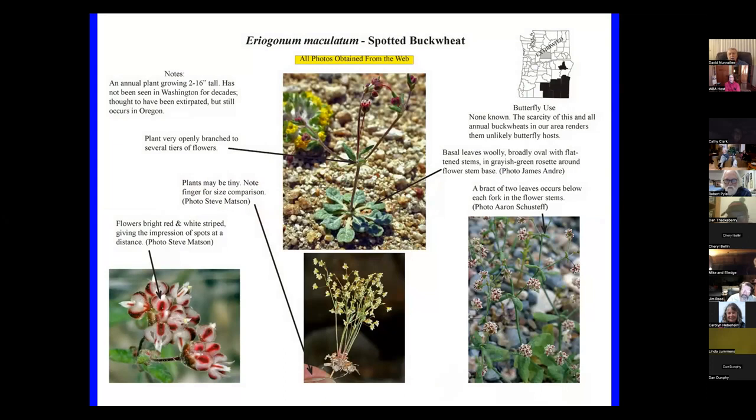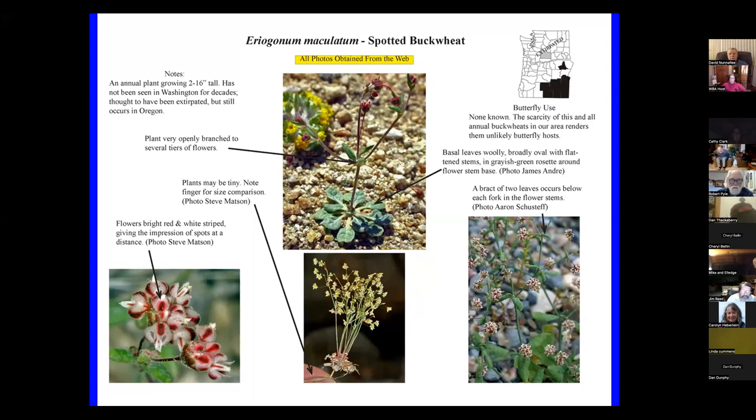Maculatum is another buckwheat in the same subgenus. This plant is called spotted because, on the bottom left picture, you can see that the flowers are colored such that they look spotted from a little distance.